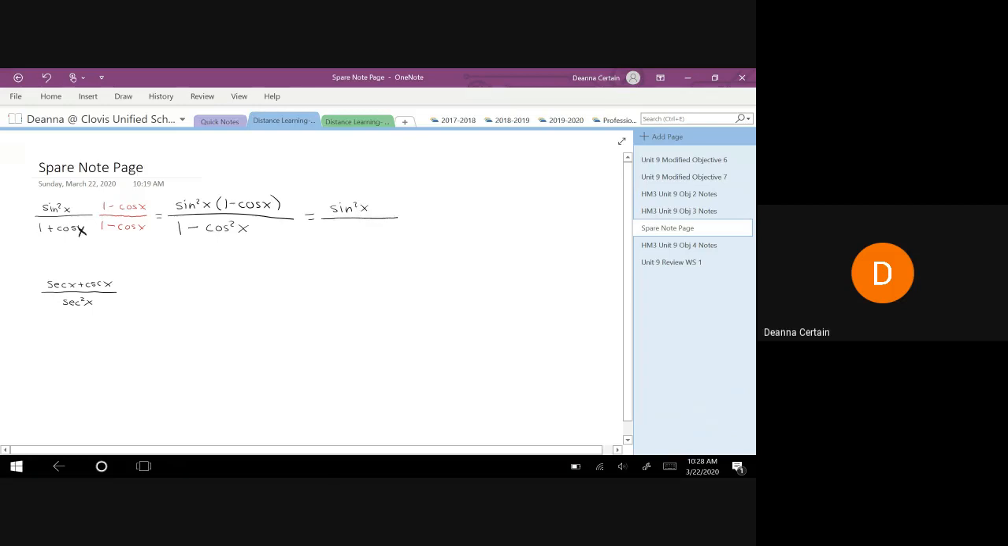is related to our Pythagorean identity. 1 is the same thing as sine squared plus cosine squared. The cosines then cancel. Leave me with sine squared x times 1 minus cosine x over sine squared x, and the sine squared x's will cancel, leaving me with just 1 minus cosine x. Okay? So that's what it means to multiply by the conjugate.